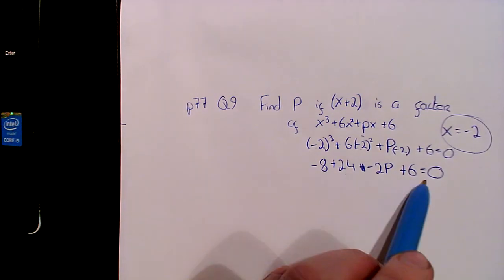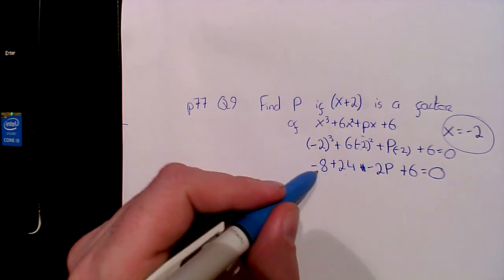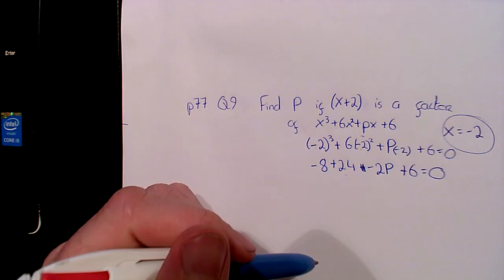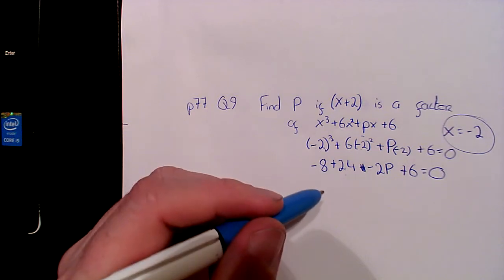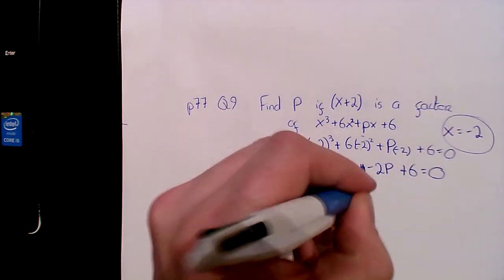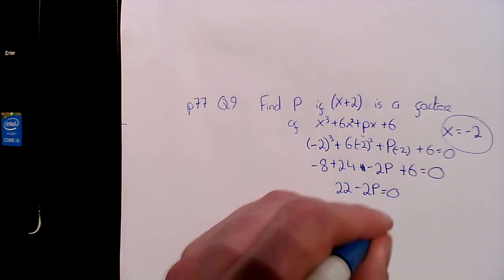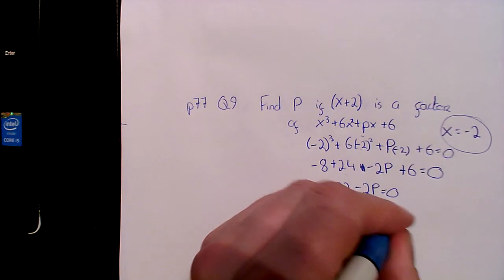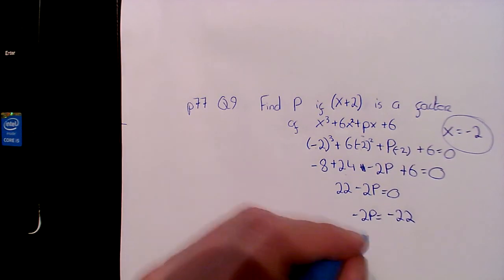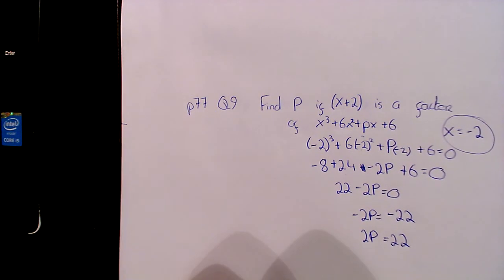So what do I have? Well, I have one equation and one unknown, p, so I should be able to solve this pretty easily. Minus 8 plus 24 is plus 16, plus 6 is 22, minus 2p equals 0. So minus 2p equals minus 22. And you know me, I don't like dealing with these minuses, so I'm just going to change the signs the whole way across. So 2p is 22, so p equals 11. So that's that.